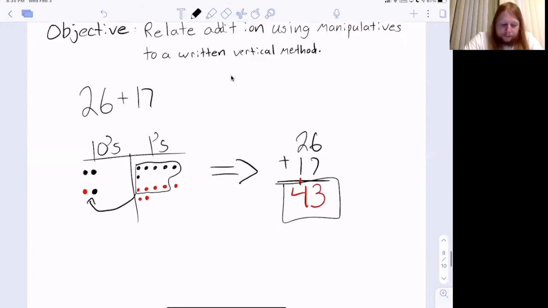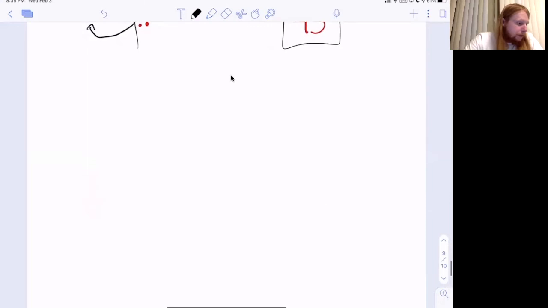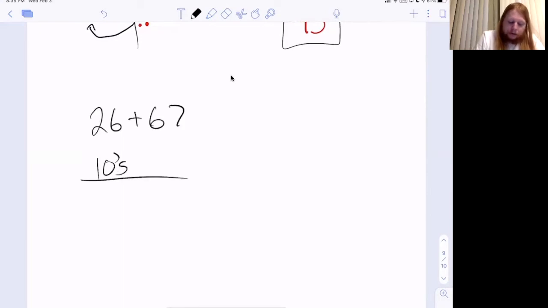All right, let's look at another one that's a little harder. So we're going to have 26 plus 67. So don't forget your tens and your ones chart. So how many tens are in 26?